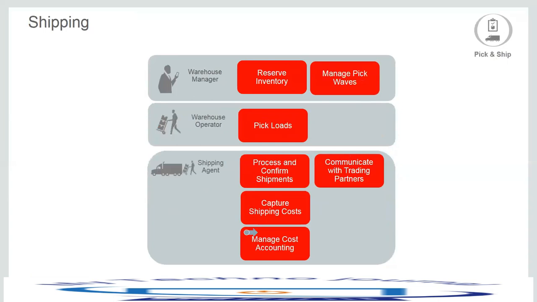And this is the high-level shipping flow. That is, the warehouse manager is responsible for reserving the inventory and managing the pick waves. Whatever pick waves have been generated by the warehouse manager, the warehouse operator will go ahead and pick the loads, and the shipping agent processes and confirms the shipments, communicates with the trading partners, captures the shipping cost, and also manages the cost accounting.